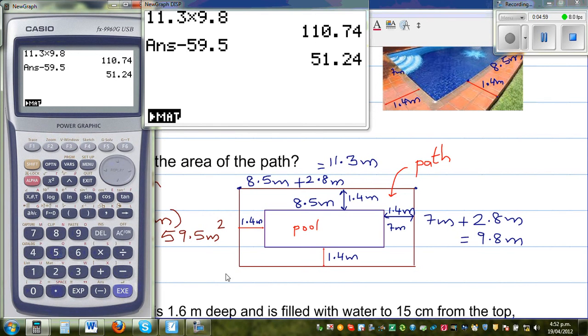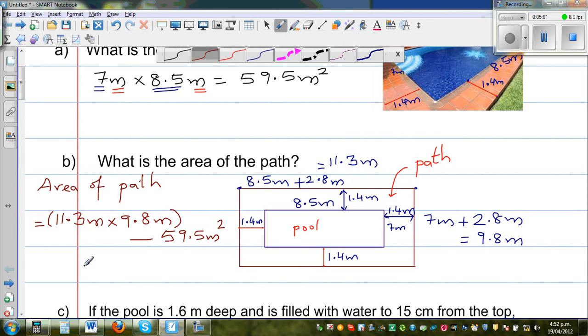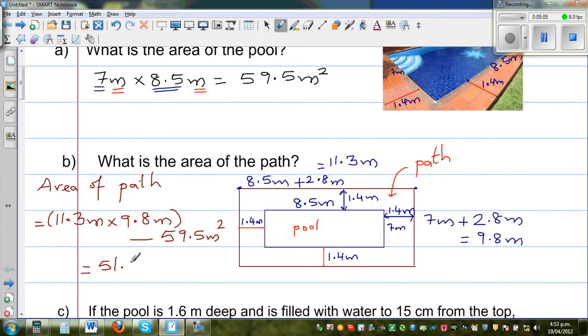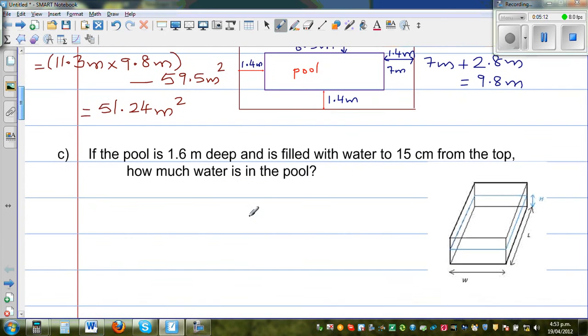Which is 51.24 meters squared. So the area of the path is 51.24 meters squared. Okay, now the third question is, if the pool is 1.6 meters deep, so this is your length, which is say 8.5 meters. The length is 8.5 meters and the width is 7 meters.